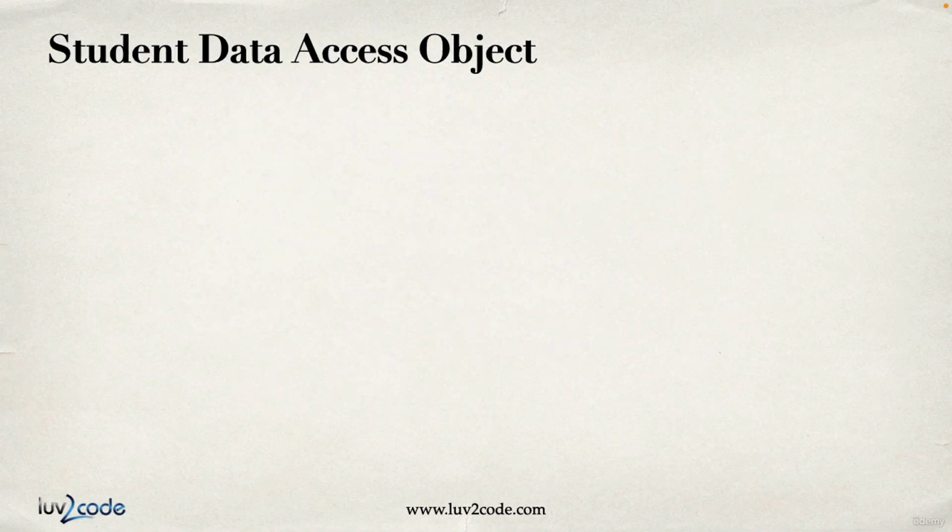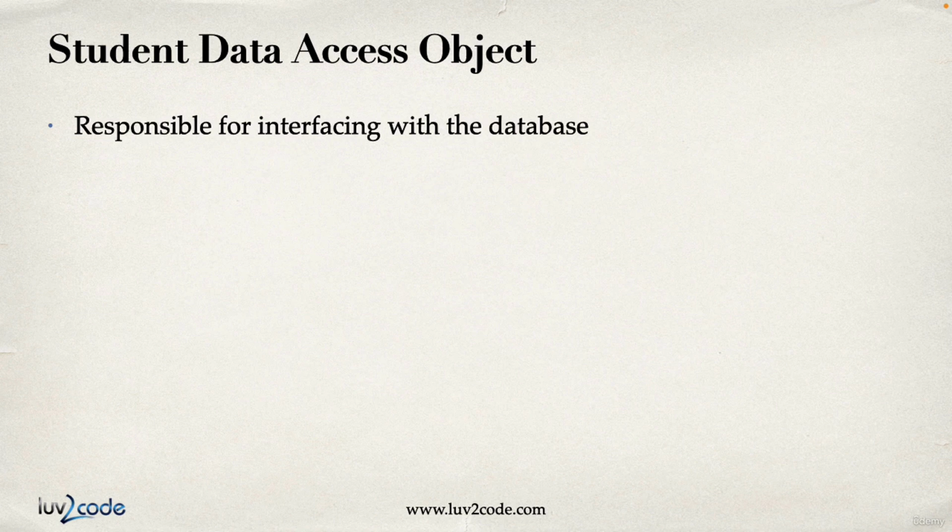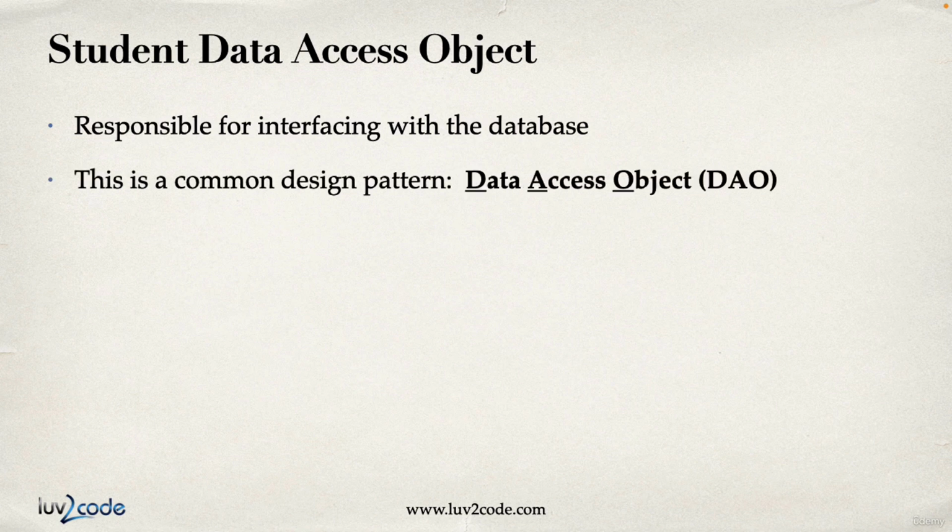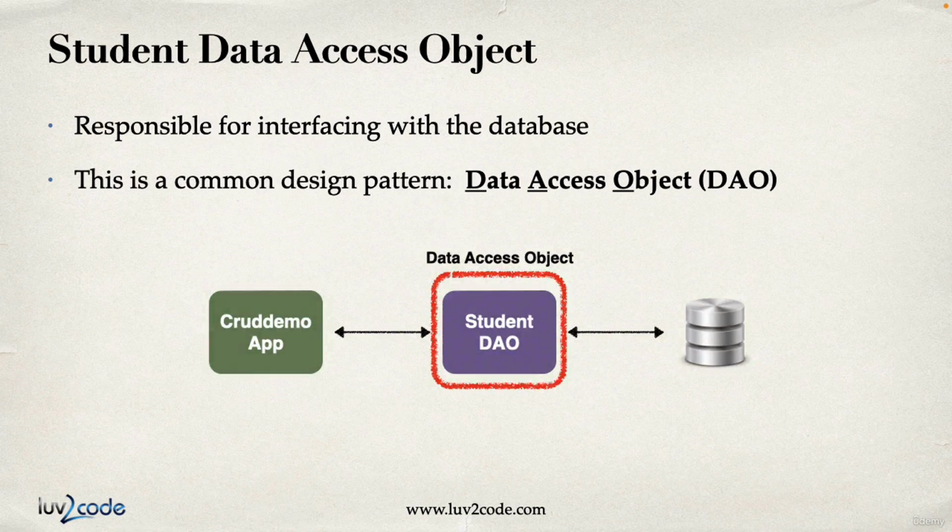We'll make use of a student data access object. The data access object is responsible for interfacing with the database. This is a very common design pattern, data access object, or DAO. Here we have our application. It's going to communicate with this data access object, or DAO, and the DAO will talk to our actual database. So again, this is kind of like a helper class for communicating with the database.